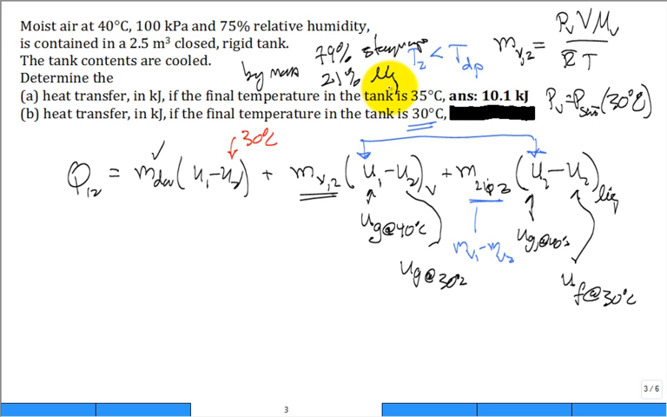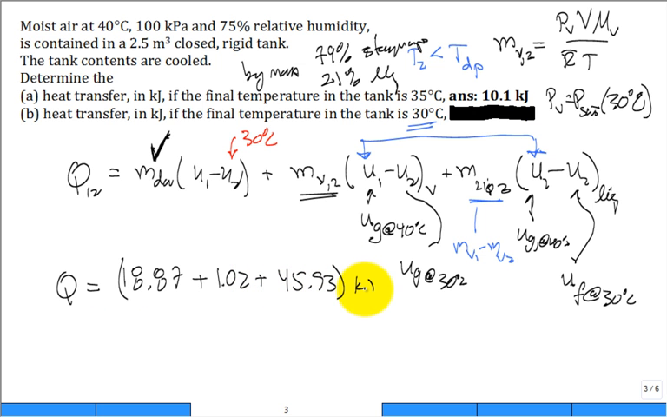Yes? That MV1 minus MV2, MV1 refers to the mass of vapor from part A? Yep. That's exactly it. The same mass that we started with at part A. Like this mass of the dry air is the same from part A as well. So when we put in our numbers, you find that there's 18.87 kilojoules plus 1.02 kilojoules plus 45.93 kilojoules, to give a total cooling required of 65.82 kilojoules.